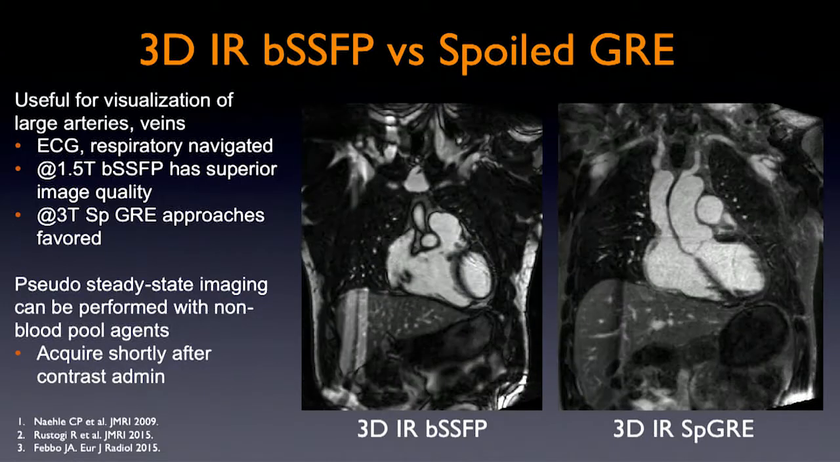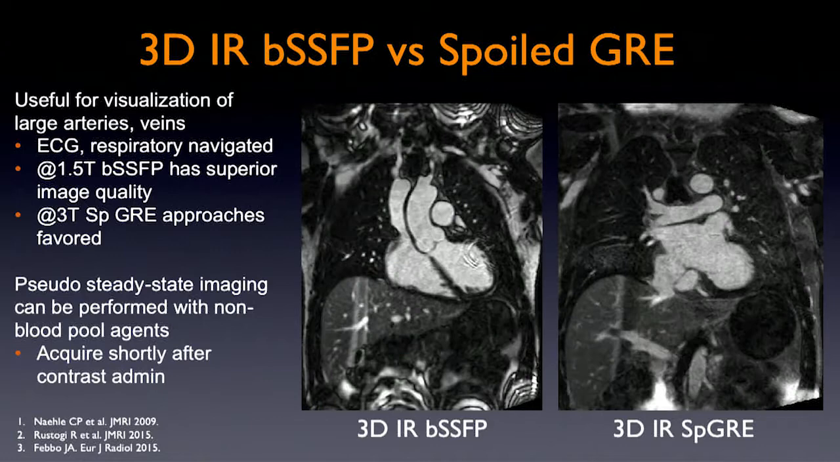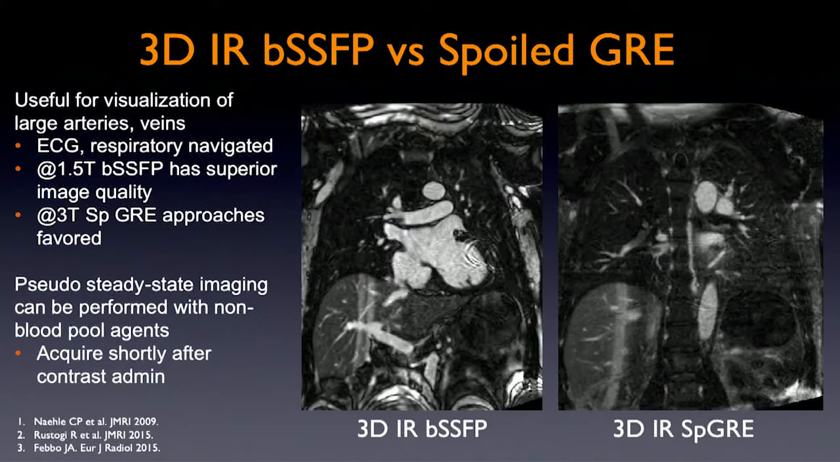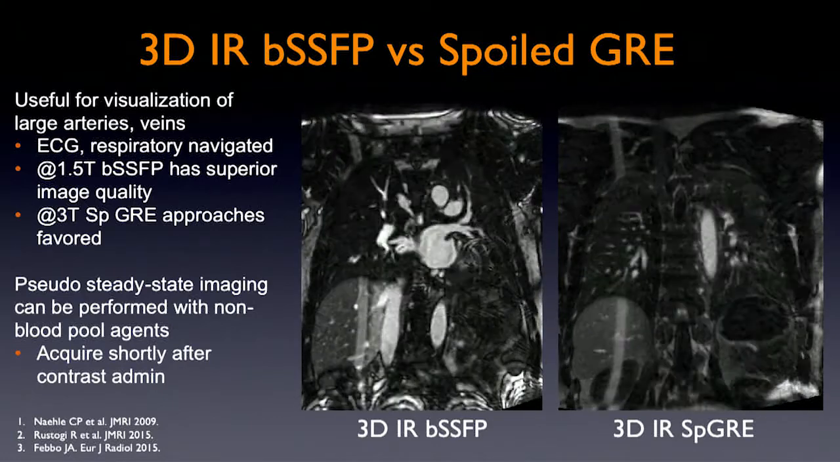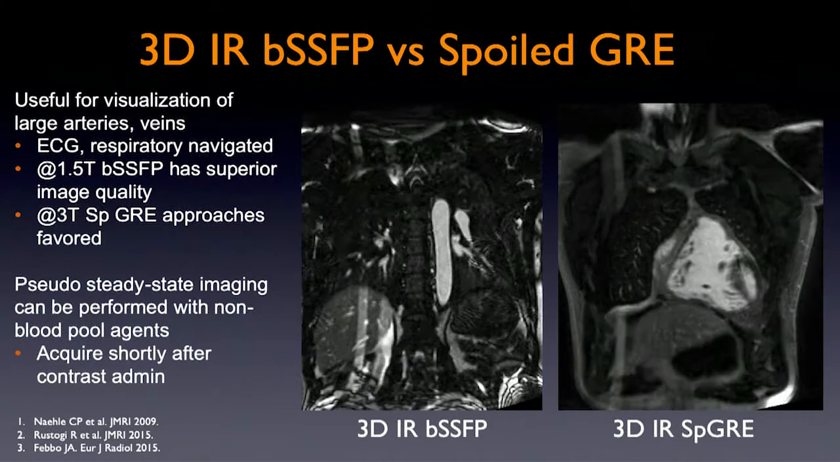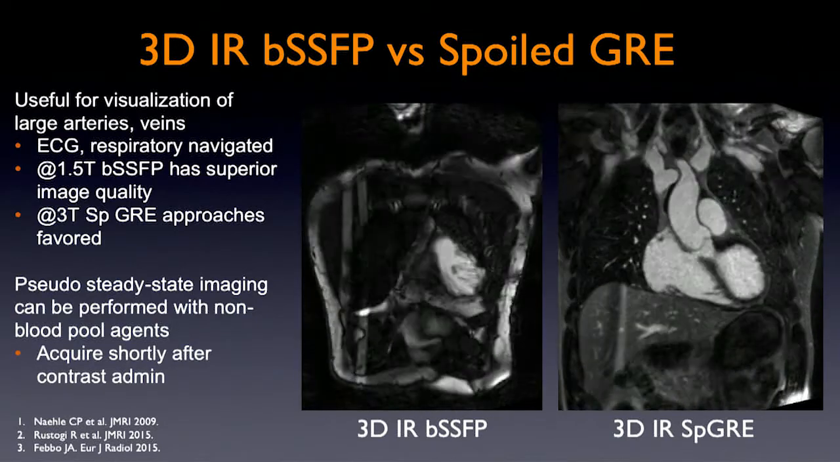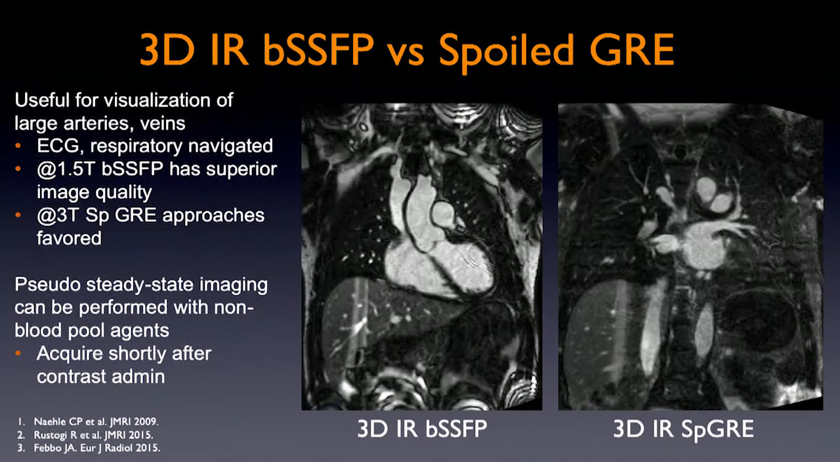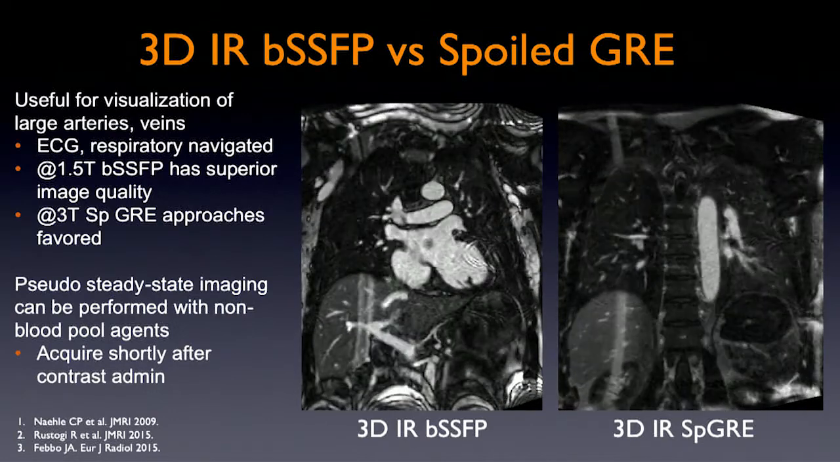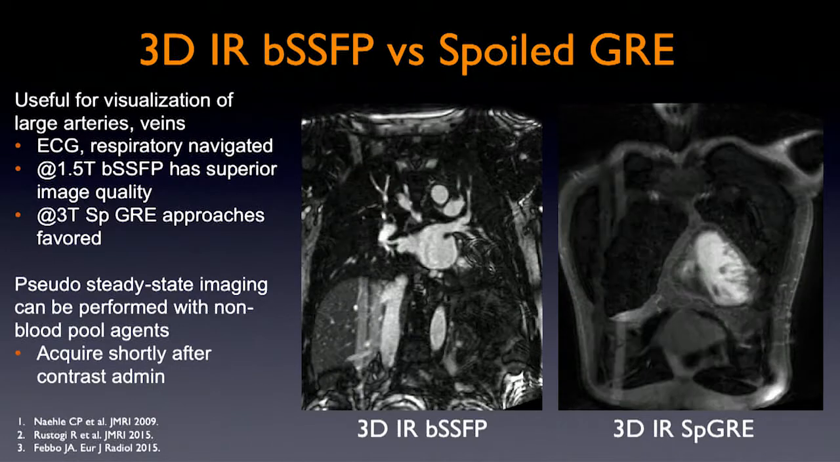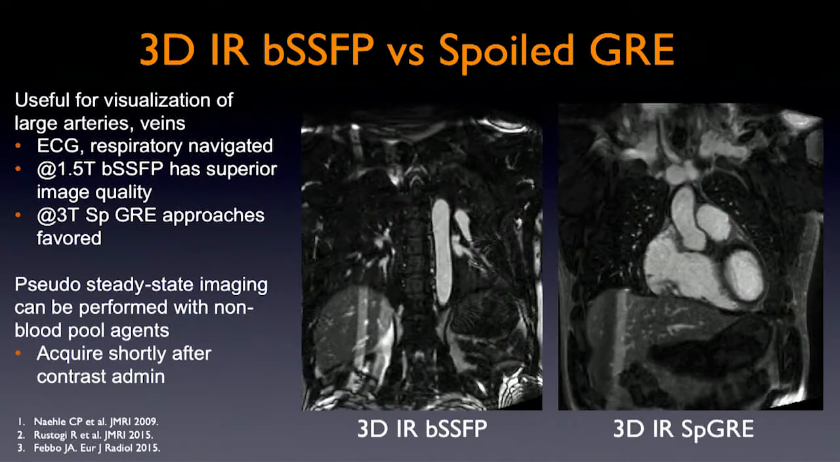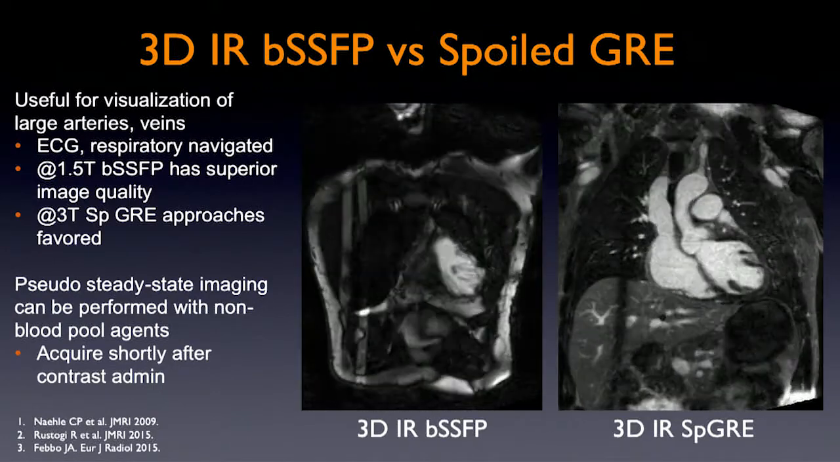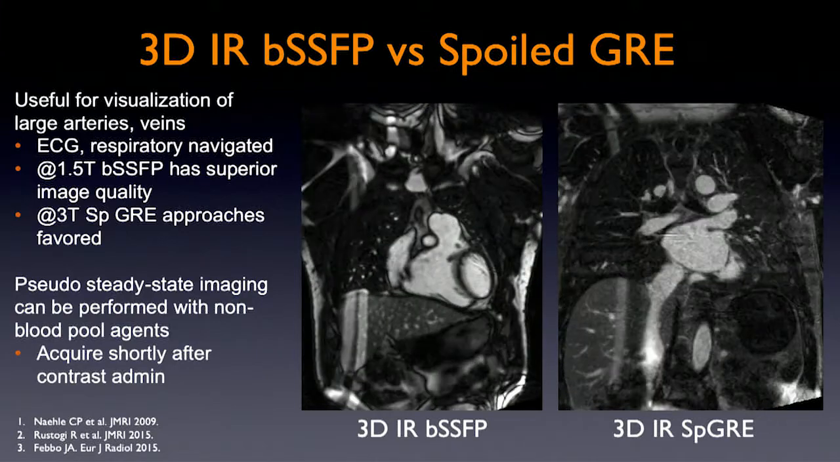This is a nice salvage technique when there's an issue with timing, as we saw earlier with some of the examples of a mistimed early MR angiogram, with capture of the central lines of K-space before the peak arterial arrival of the contrast. This is one of the salvage techniques you can use. You can also, of course, fall back on non-contrast techniques. Of the two, I prefer the SSFP approach for 1.5 Tesla, and the GRE approach works a little bit better at 3 Tesla.